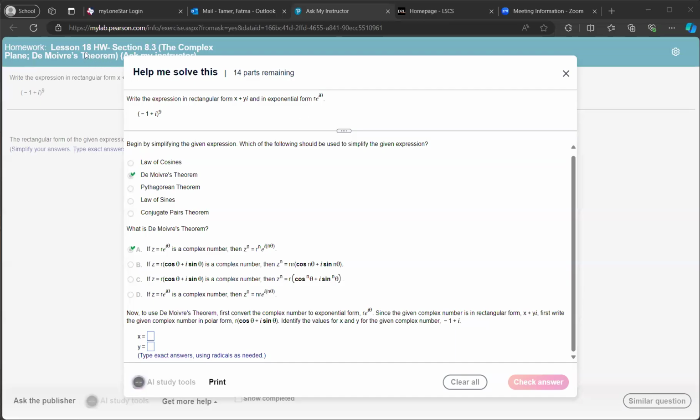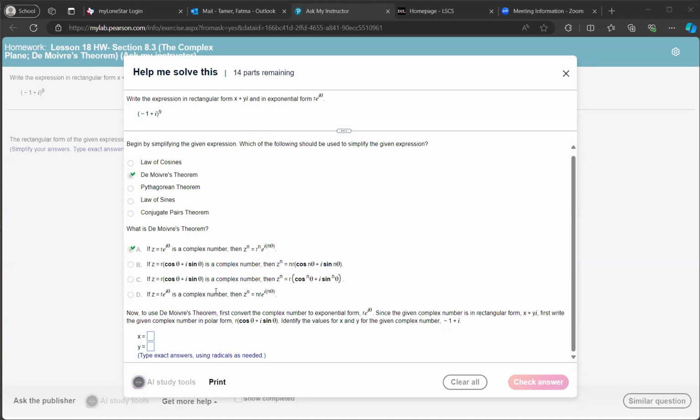This question is from lesson 18, section 8.3. It's about De Moivre's theorem. And the question is, if you have (-1 + i) to the power of 9, how can you write this expression in rectangular form, x + yi, and in exponential form, r e to the power of iθ? This is the question.